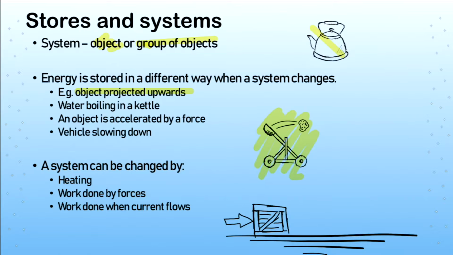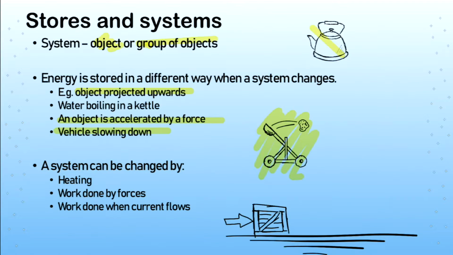Water boiling, you're putting in heat and the particles are going to get hotter, so they're going to gain more kinetic energy as they move around more. An object that's accelerated by a force is getting forced. As it gets pushed, it's going to be moving, so it's getting a transfer of energy. As it's moving, that kinetic energy is going to get transferred to heat by friction. A vehicle slowing down, again, it's got kinetic energy. It applies its brakes, and the brakes will cause a transfer of kinetic energy to heat. So all of these are a system changing, and so the type of energy that it has, the store of energy that it has, is also going to change.